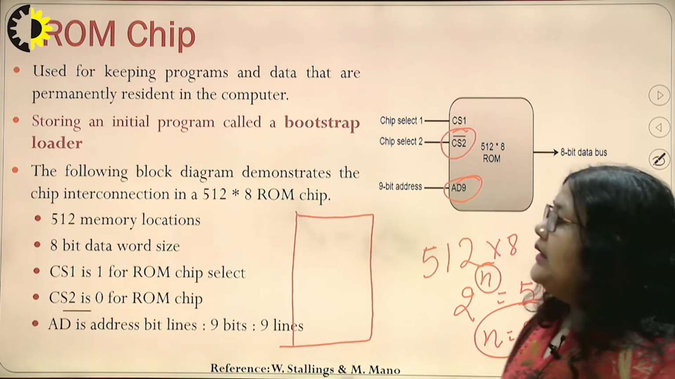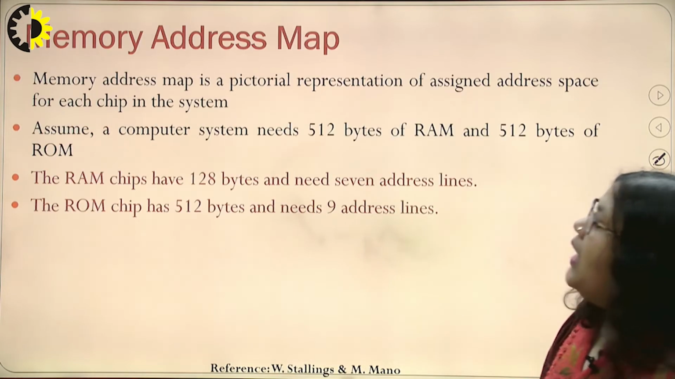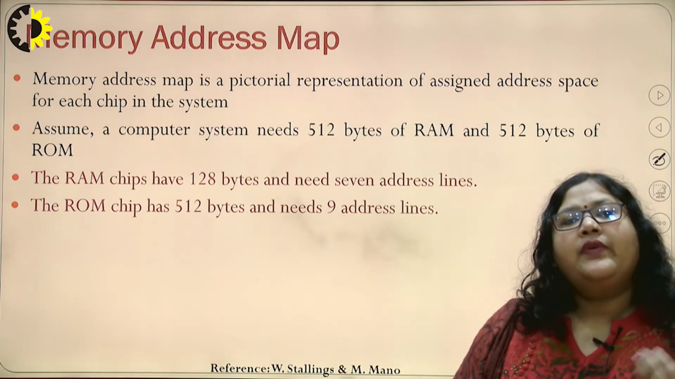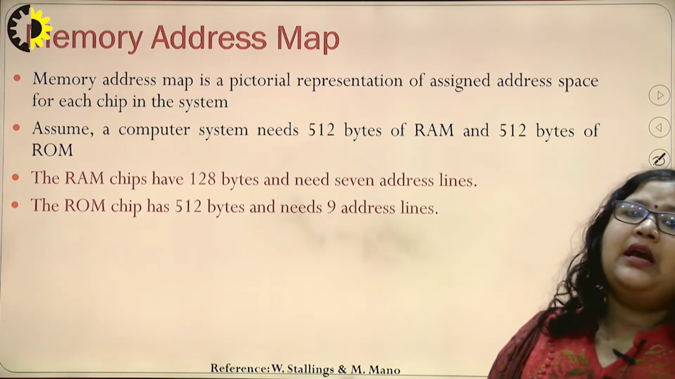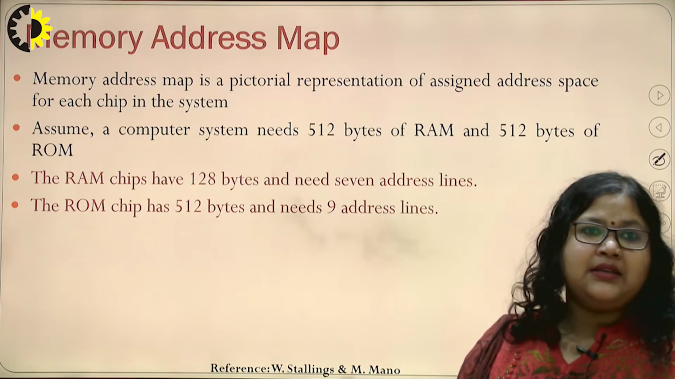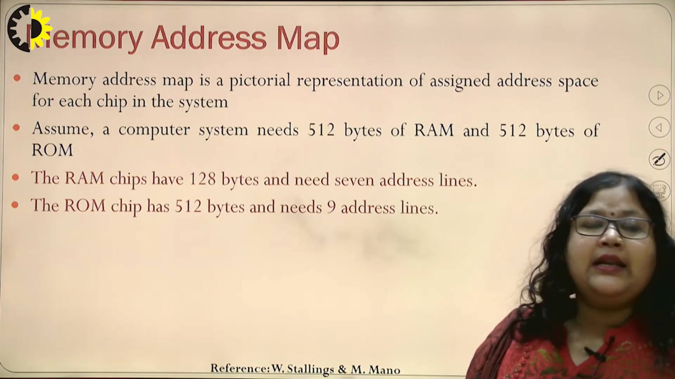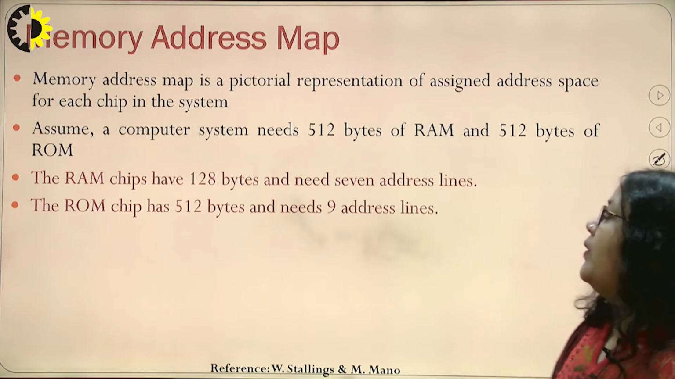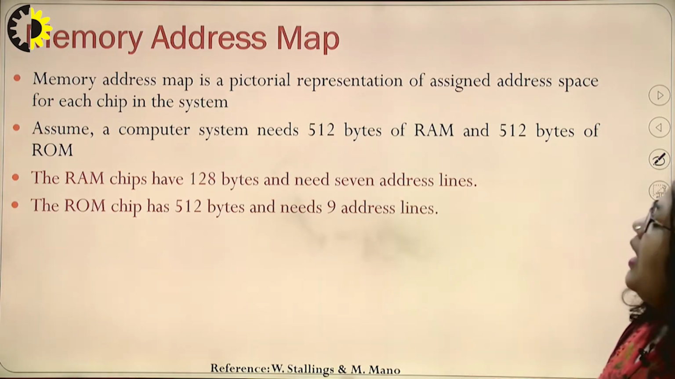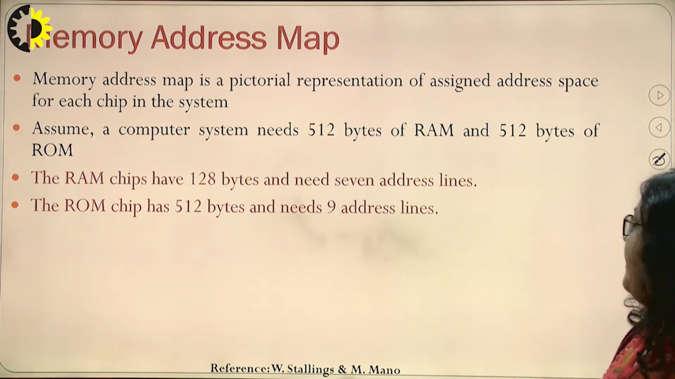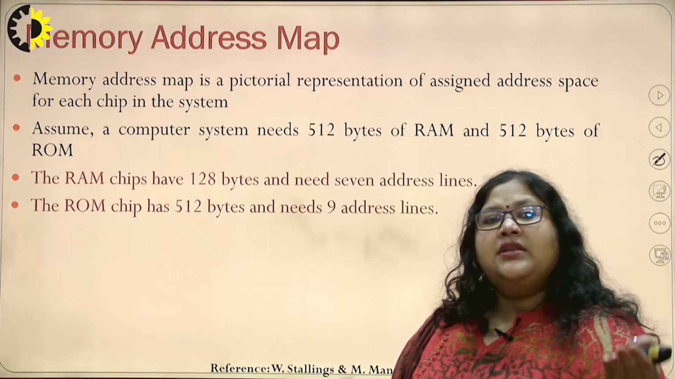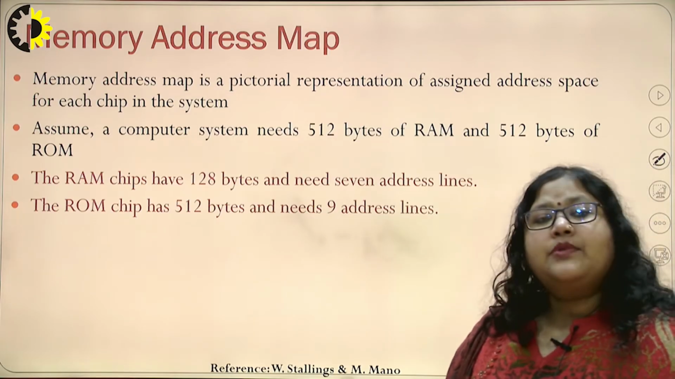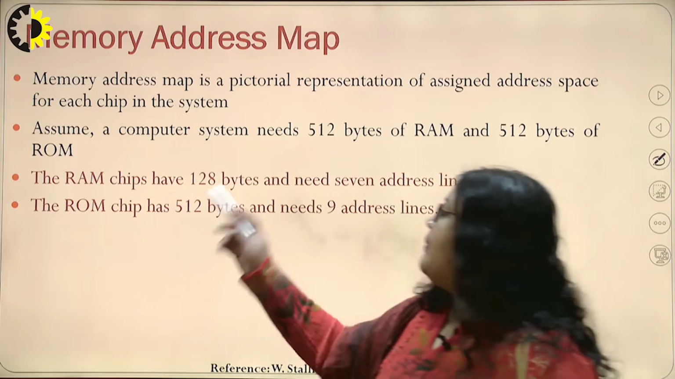Now these are the basics that we already explained. Now this is the important thing, that is the address map table or memory address map. How do we represent that memory address map table with respect to the hexadecimal addresses, and how do we design it with respect to the RAM and ROM organization? The question is that a computer system needs 512 bytes of RAM and 512 bytes of ROM. But the RAM chip size is 128 bytes and the ROM chip size is 512 bytes.